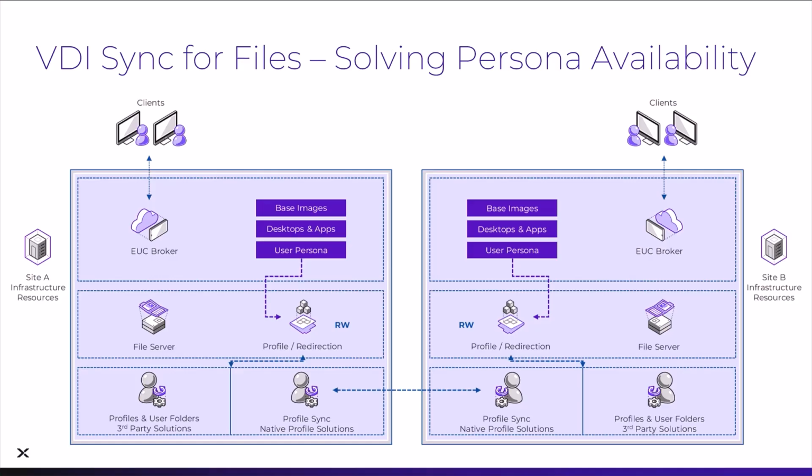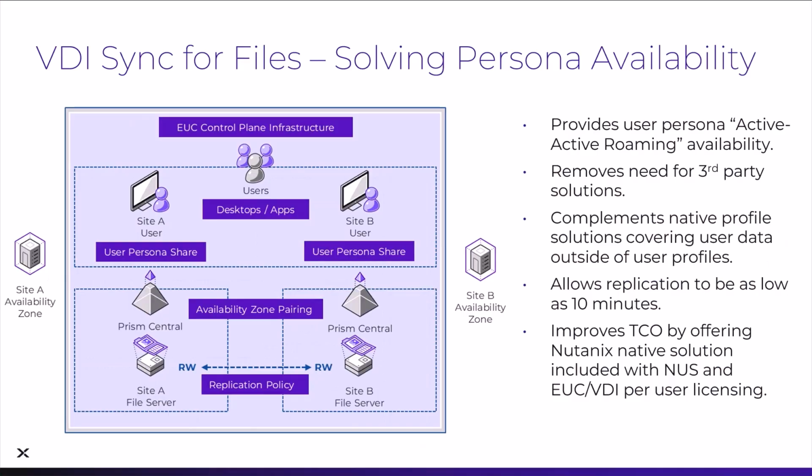So what are we solving with VDI Sync for Nutanix Files? We are solving persona availability. So how are we solving this? Think about you have your control plane infrastructure, your broker, how you're routing your users and publishing resources to them. Then you're going to have the shares out there, and typically those shares will have your profile and then your user data, things like folder redirection for my documents, desktop, etc. So what are we doing?